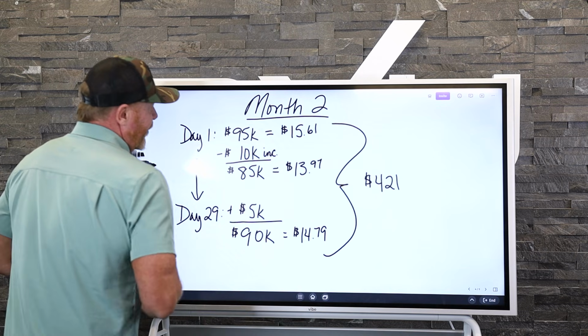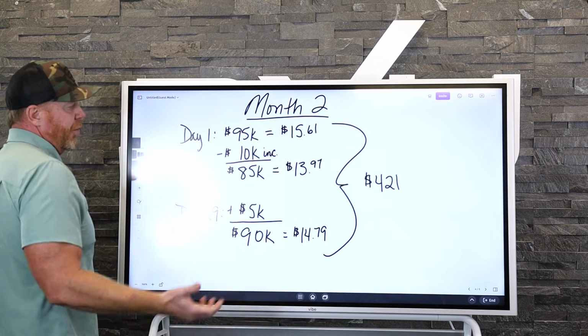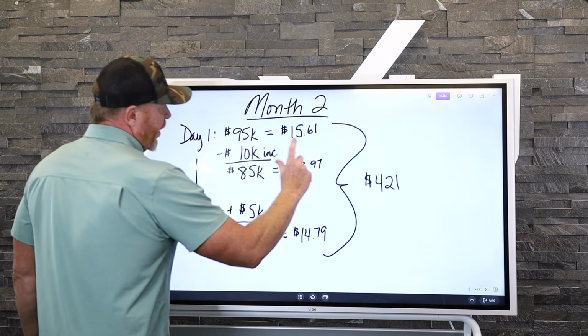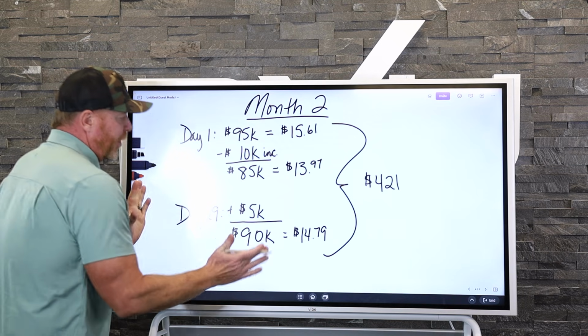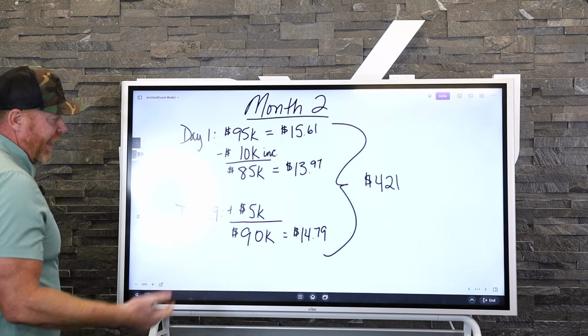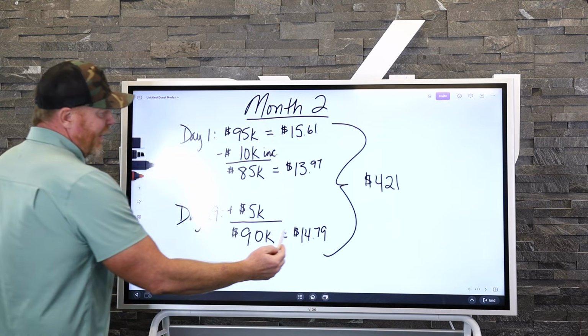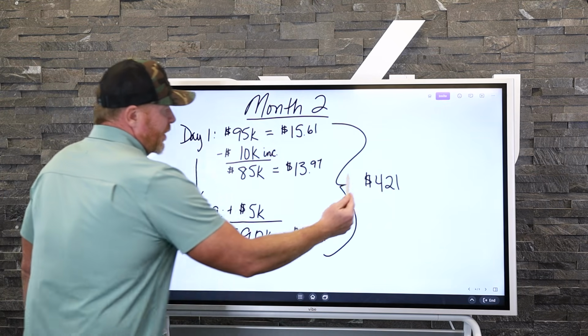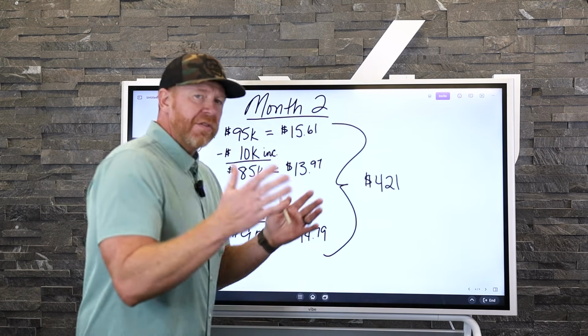Now month two, you get another round of income. So you start off at 95, you got the $15.61 per day, but you got your $10,000 of income going in. Now you're at 85, which takes it to $13.97. But then you also have another round of monthly expenses, your utilities, gas, groceries, eating out, etc. Now it pulls it back up to 90, you're at $14.79. So now in month two, you went from $446 to $421. This is only 2 months.